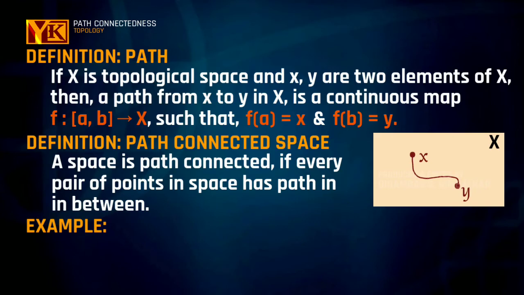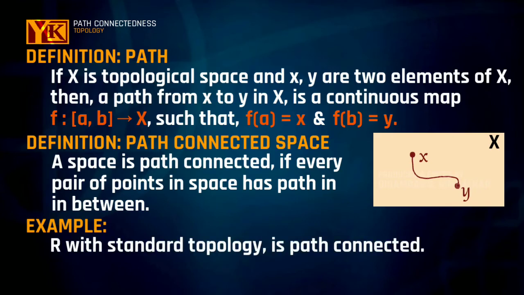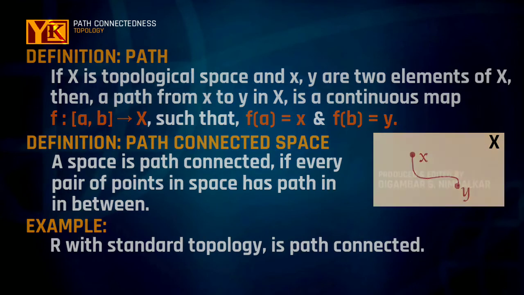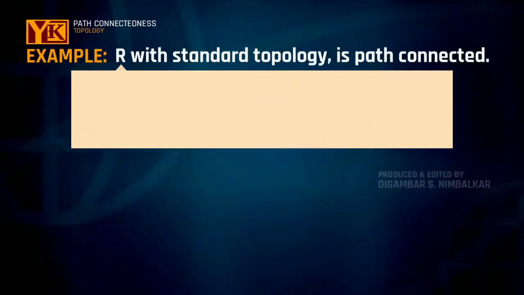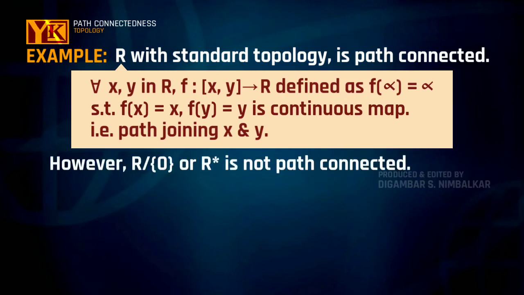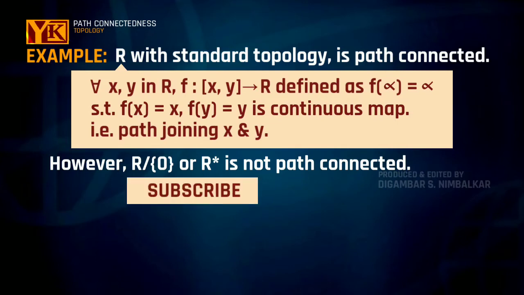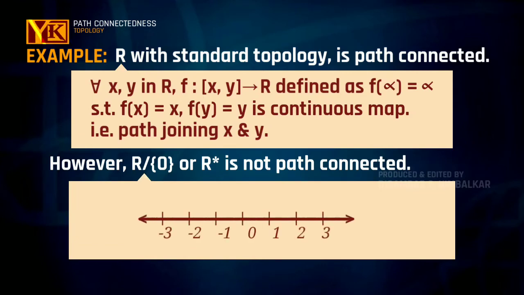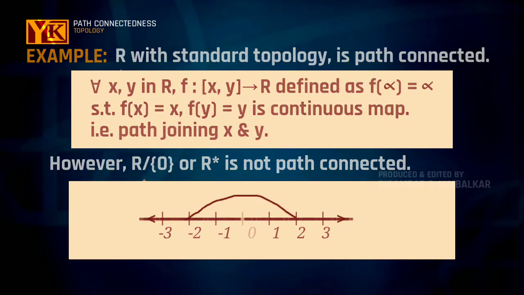For example, the set of real numbers R is a path connected space with standard topology. That is, for every x, y belonging to R, we are able to find some path f from a closed interval [a, b] of R to R. However, R minus singleton 0, or R star, is not path connected, or in fact it is not connected, since if we remove 0 we won't be able to connect points from left to points on the right by any path. Say for example -1 to 1, -2 to 2 and so on.